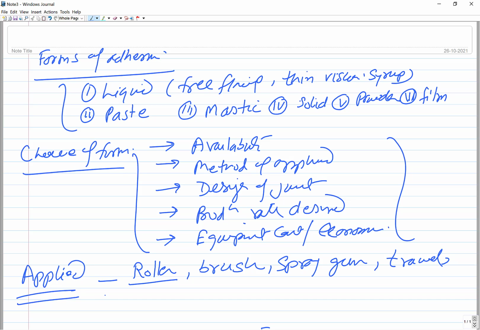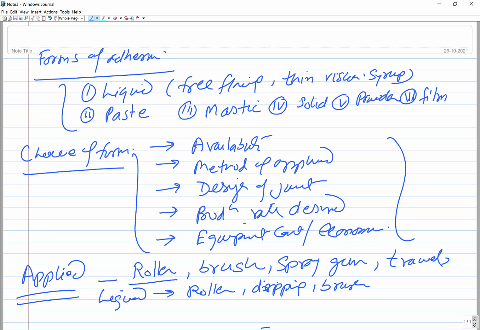Liquid adhesives are mostly applied with the help of rollers, or they can also be applied by dipping the component into a bath of the adhesive. These can be applied using brushes also.